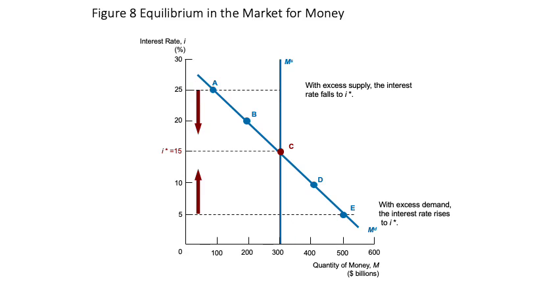If interest is higher than 15, like 25%, supply will exceed demand, and this will push the price, here it is interest rate, to decrease. While in case that interest rate is very low, at 5%, for example, in this case, demand will be greater than supply, which again pushes the price. In this case, it is the interest rate to increase and return back to equilibrium at point C, where interest rate is 15% and quantity of money is $300 billion.